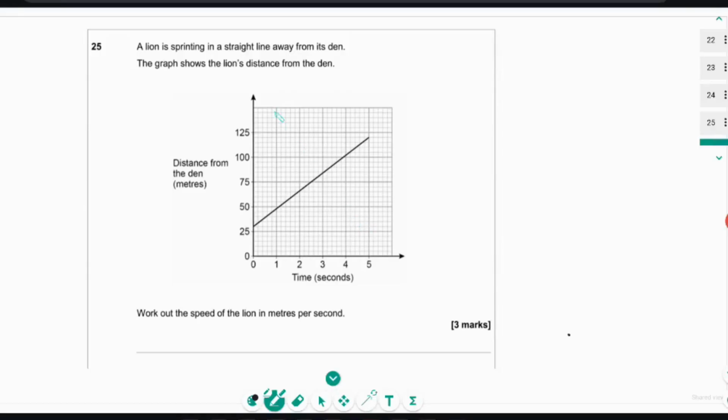A lion is sprinting in a straight line away from its den. The graph shows the lion's distance from the den. Work out the speed of the lion in meters per second. Well, speed equals distance over time. You might get that from one of these triangles. You might just know that formula. So the time is 5.